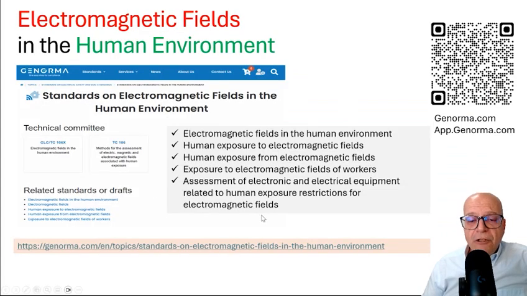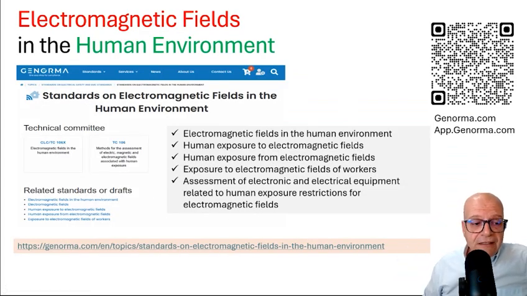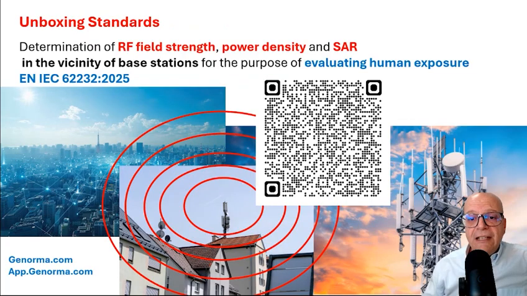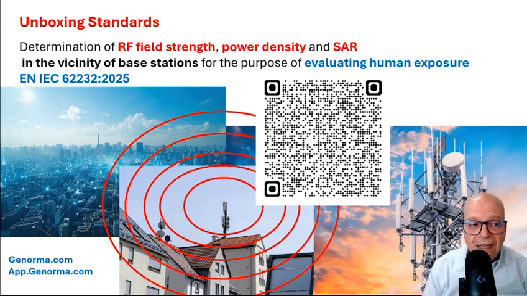In addition, I would like to call your attention to a page where you have all the necessary information regarding the standards that are developed in the context of assessing the electromagnetic fields in the human environment. Here you have the QR code, and it has been my pleasure to introduce you to this very interesting standard, EN IEC 62232, version of 2025, recently published.